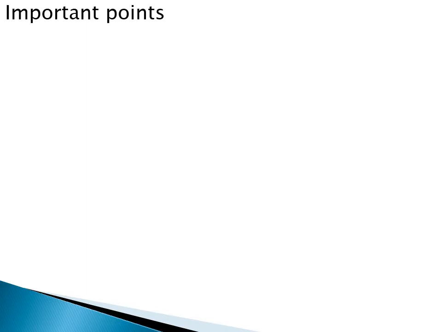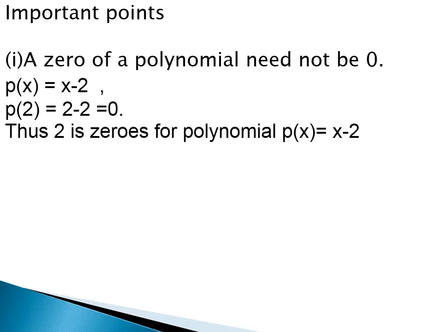Some important observations from this. The first point: a zero of a polynomial need not be 0. See, p of x equal to x minus 2. Which is the zero here? 2 is the zero. So a zero of the polynomial need not be 0. Don't think that the answer is always 0. Here 2 is the zero of this polynomial.